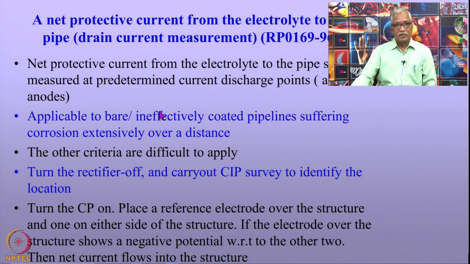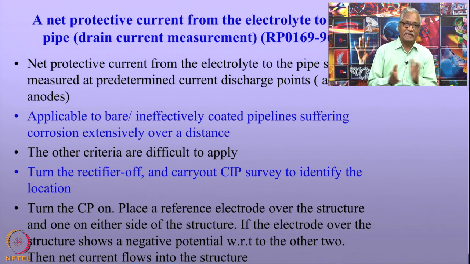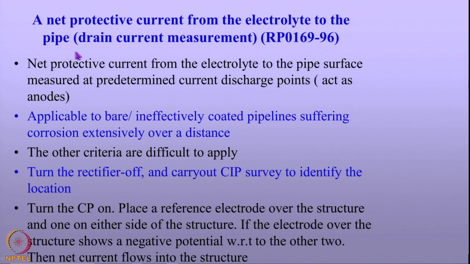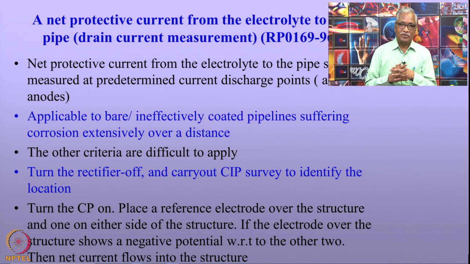And the structures which are bare or ineffectively coated suffer extensive corrosion over a distance, even in normal pipelines. In such cases, it is very difficult to apply the other criteria, because it requires a lot of current in order to meet the minus 0.85 volt criteria. And so, one uses a net protective current from the electrolyte to the pipeline, that is the criteria. So, if the current can enter the pipeline, you assume that the pipeline corrosion is getting reduced.